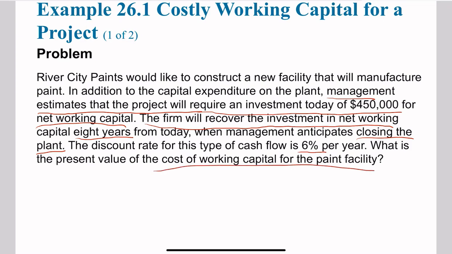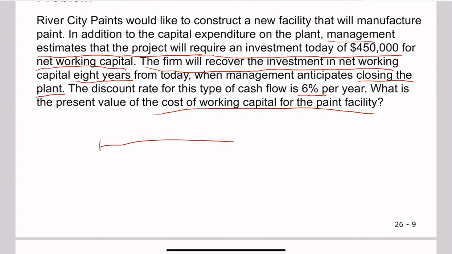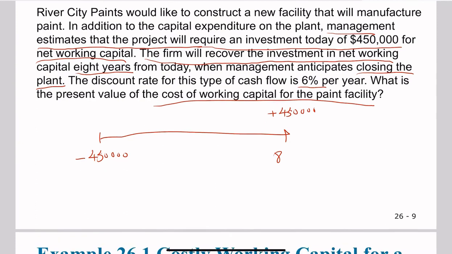Well, this is pretty simple, right? It basically means that in the beginning of the first year, there would be a cash outflow of 45000. And at the end of the 8th year, there will be a cash inflow of the same amount because the problem says the firm will recover the investment in 8 years.